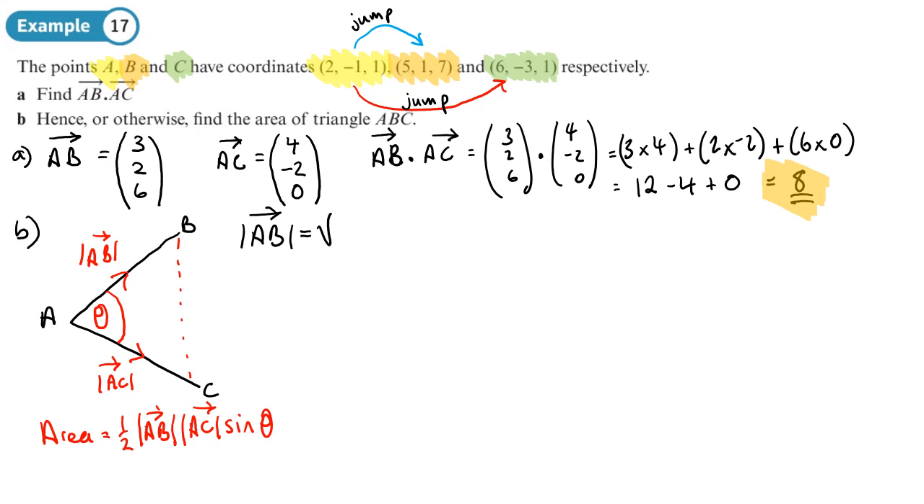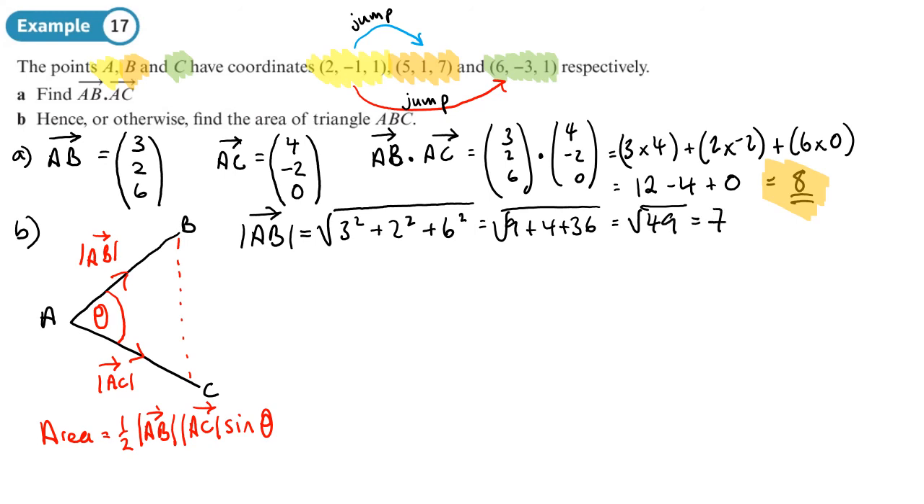Right, so let's first of all find the length of the vector AB. That's going to be the square root of 3 squared plus 2 squared plus 6 squared, which is the square root of 9 plus 4 plus 36. Now, what's that? 49. So the length of that side is 7.